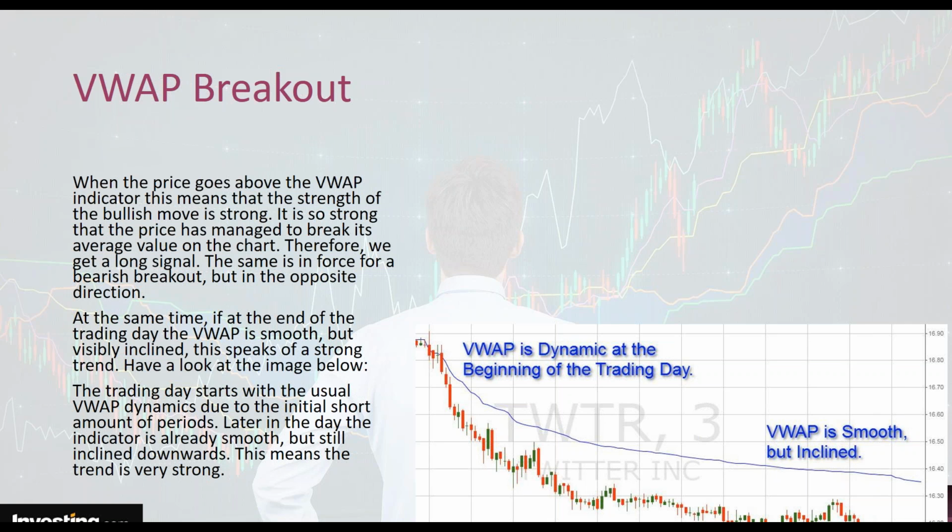The trading day starts with the usual VWAP dynamics due to the initial short amount of time periods. Later in the day, the indicator is already smooth and still inclining downwards. This means that there is a strong downtrend. And we can see as the VWAP smoothed out throughout the trading day but continued in a slow decline, look at what happened to price. Price was in a downtrend. It is telling you that that downtrend is very, very strong.